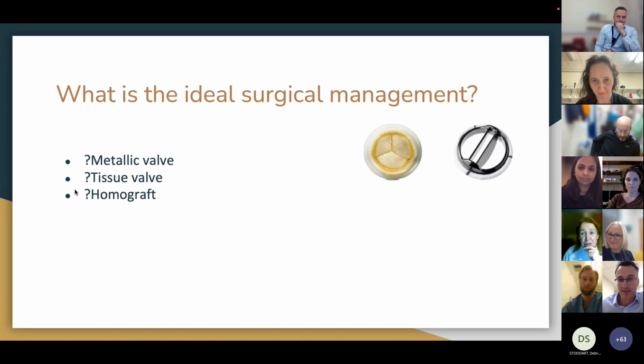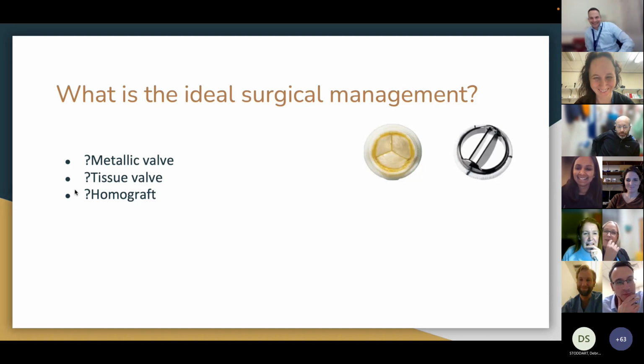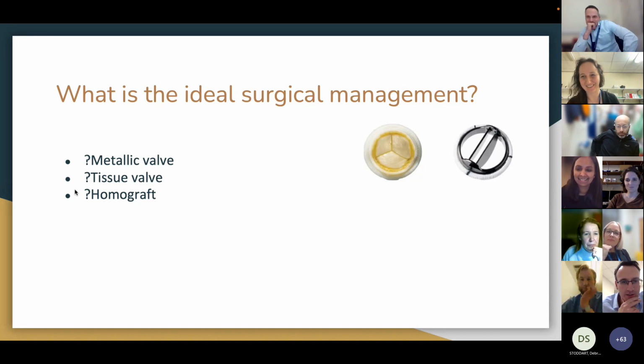Yeah, but I still think she'll come out of theatre with a mechanical conduit. Well, she could have. We've done a few tissue valves with vascular grafts on top, haven't we?